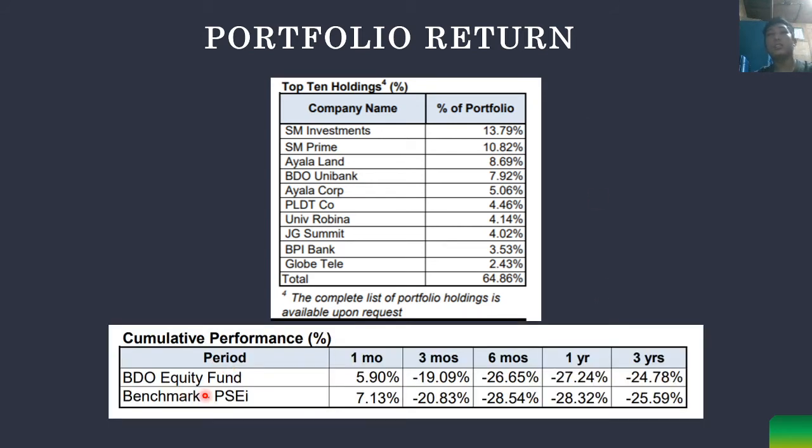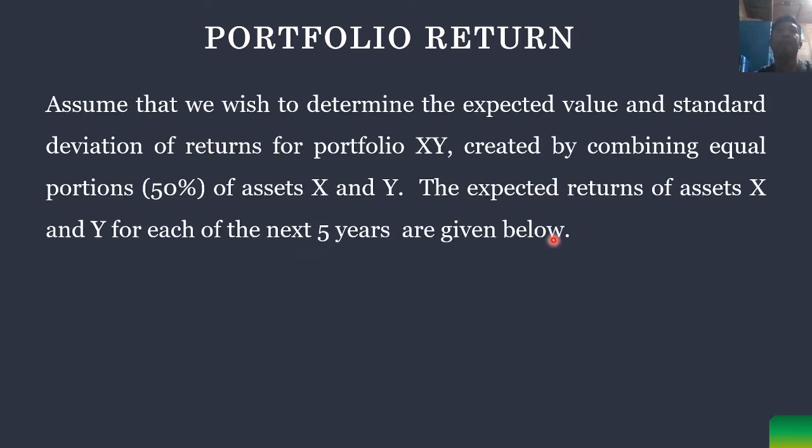Okay? So, ayan. Ayun, lumabas na. BDO, equity fund. So, ayan yung performance niya. Okay? So, itong 5.9%, negative 19.09%, negative 26.65%, paano na-obtain yan? Using the weighted average of the returns of these assets. Okay? So, yun yung return.